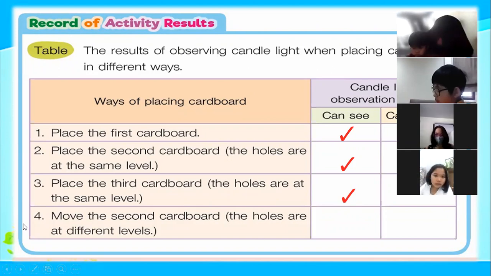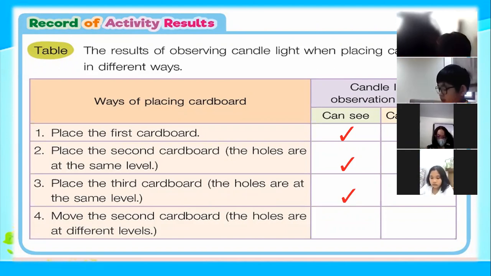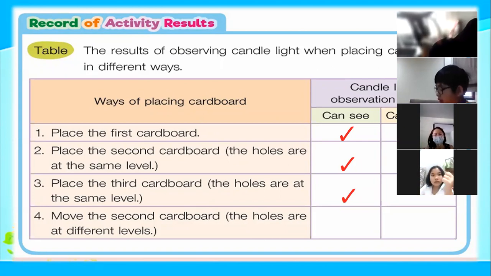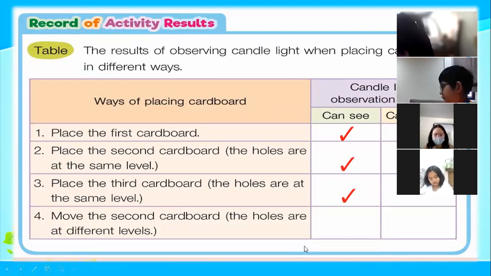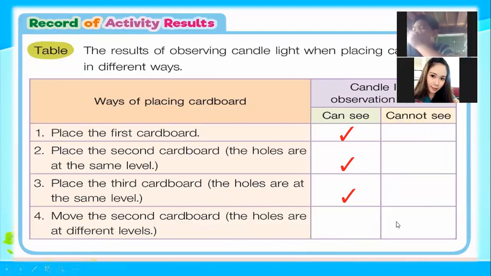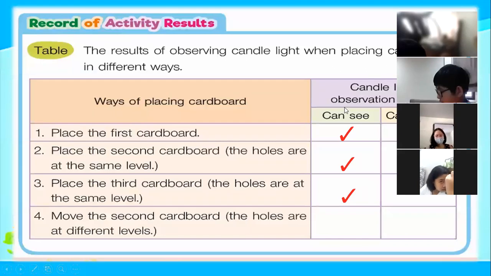Okay, now number 4. While we move the second cardboard, the holes are at different levels. Like the first 3 times we placed the cardboard at the same place and the holes were also at the same level, so we were able to see. Now, if we move the cardboard a little bit from the same level, will we be able to see or not? Not. We cannot see. Exactly. That is the correct answer.